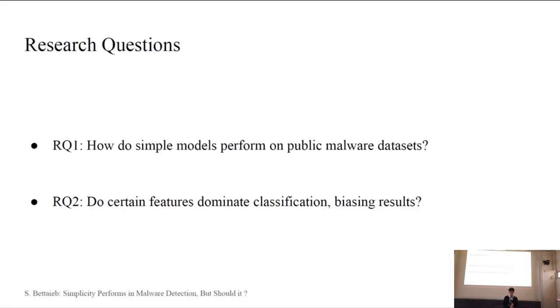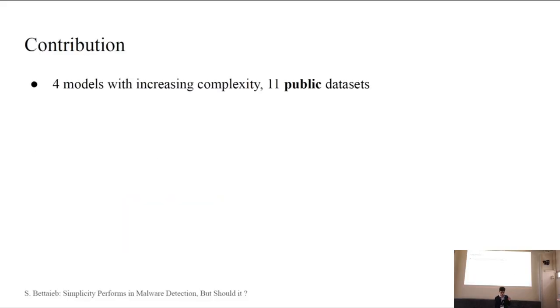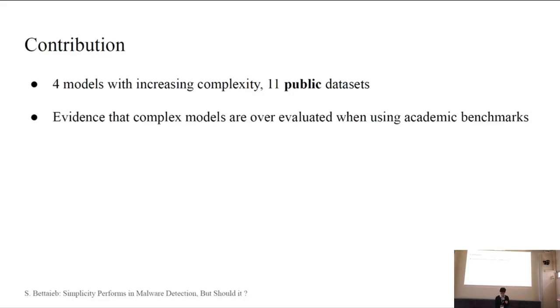This leads us to our research questions. First, we ask ourselves, how do simple models perform on public malware datasets? And we also ask ourselves, do we have certain features that dominate the classification in a non-intended way? To answer these questions, we will compare 4 models with increasing complexity on 11 public datasets. We will show evidence that complex models are over-evaluated when using these datasets. We will insist on the value and importance of using simple baselines.